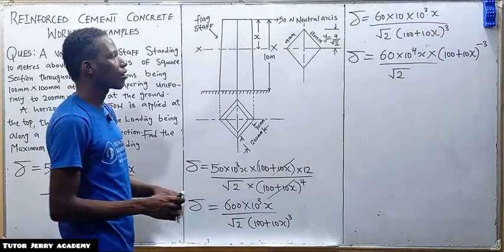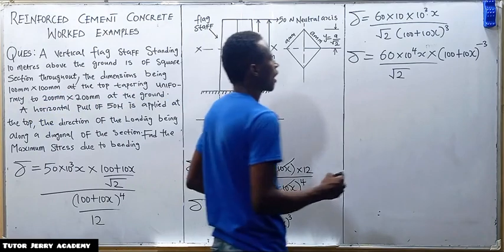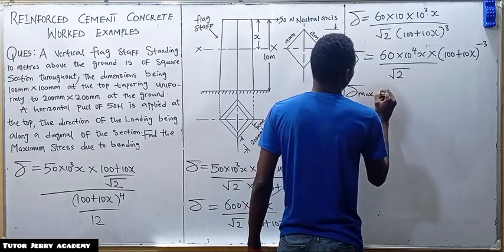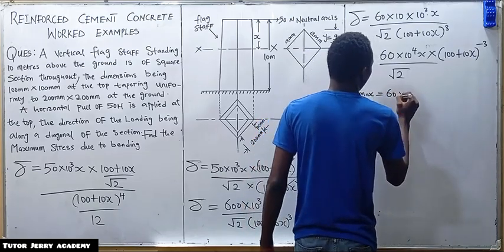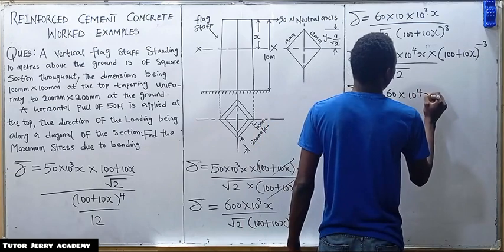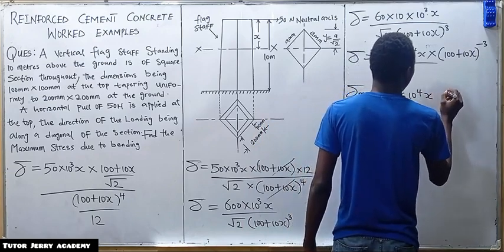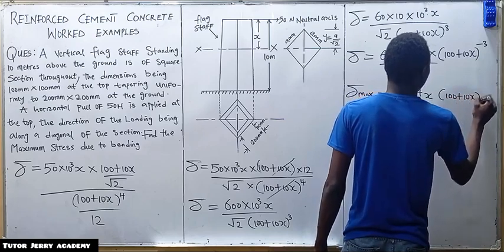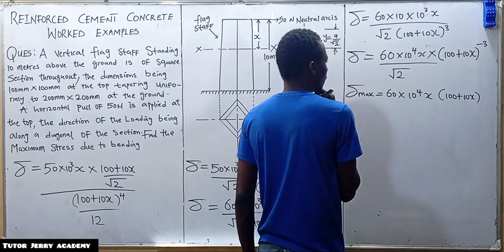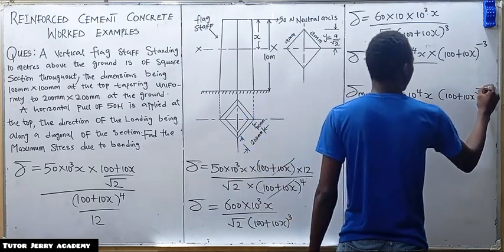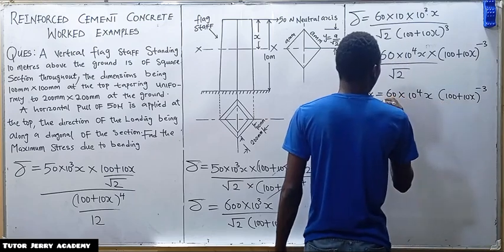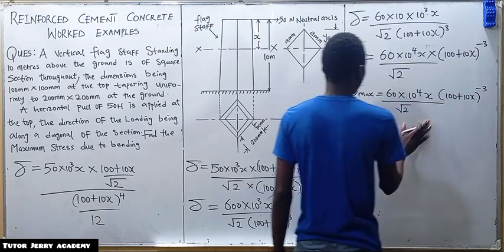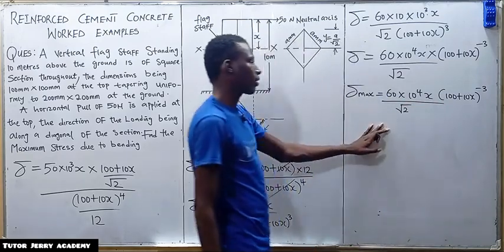So take note of this equation. We'll call this our sigma max equation, equal to 60 multiplied by 10 to the power of 4x, into (100 plus 10x) all to the power of minus 3, all over root 2. So take note of this equation. We are going to be coming back to it.